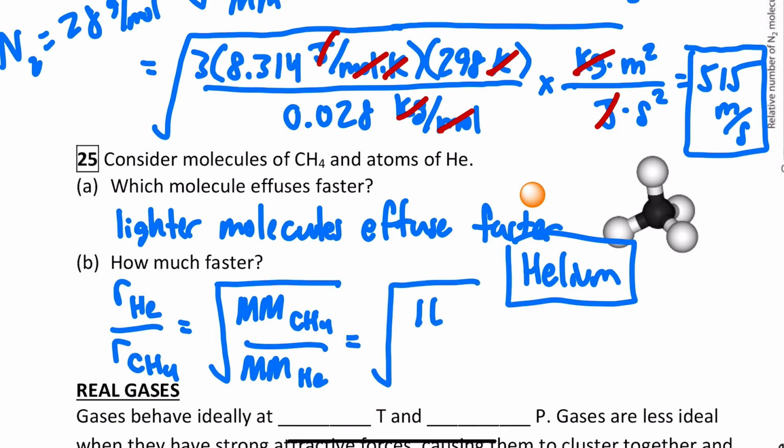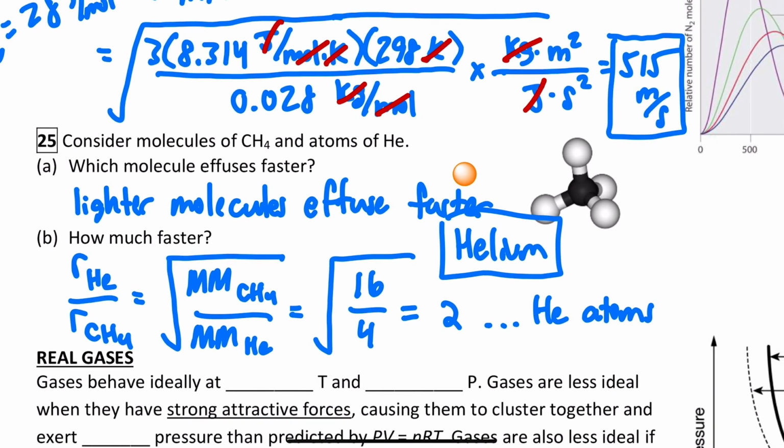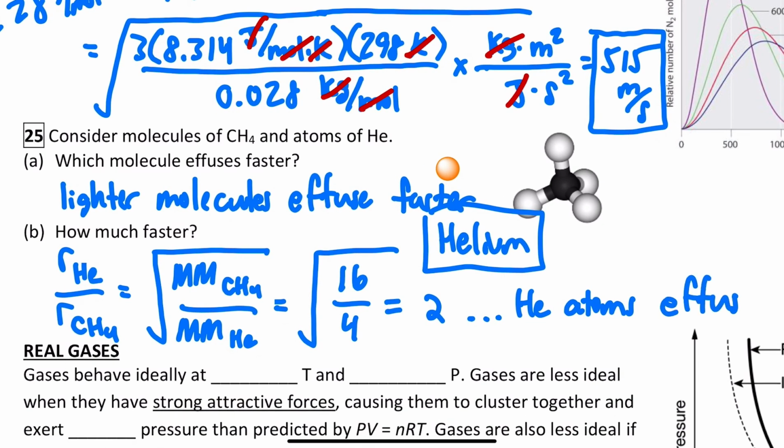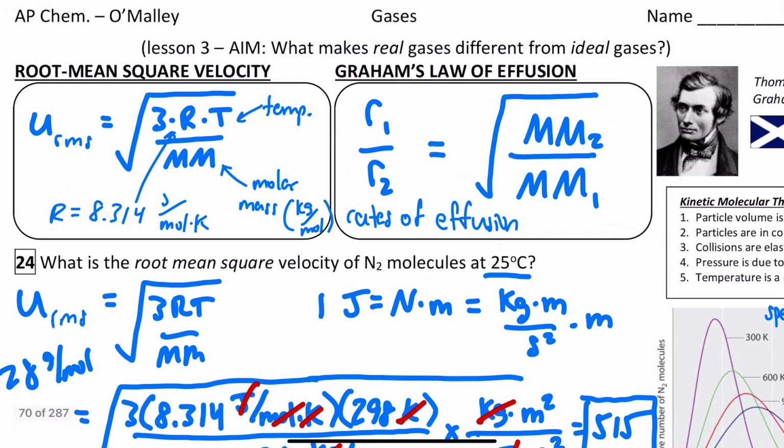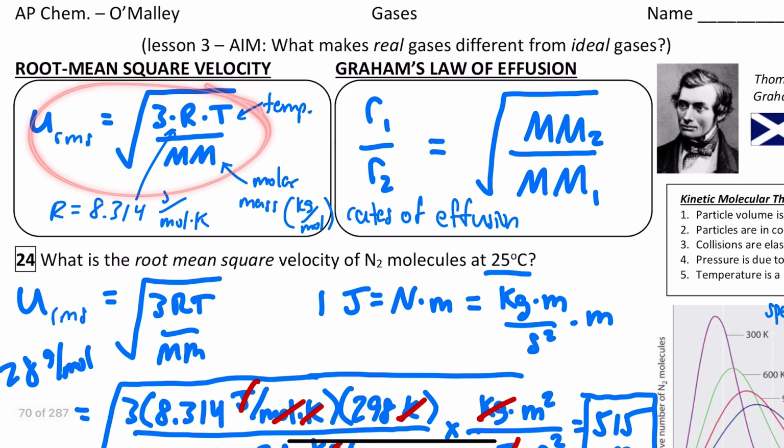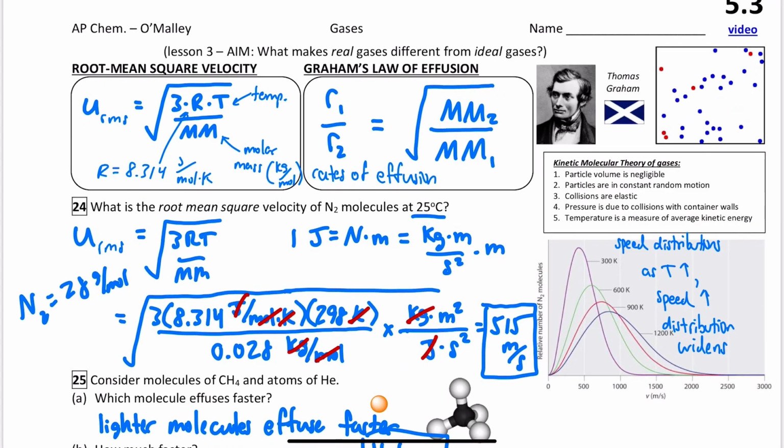Methane weighs about 16, helium weighs about 4. The square root of 16 over 4 is about 2. So what that means is that helium atoms effuse twice as fast as methane molecules. That's what Graham's law tells us. And that's actually all you're going to be asked to do for the purposes of the AP exam. Graham's law comes from the root mean square equation, so I wanted to show that, and you'll certainly see that in future college chemistry classes as well.